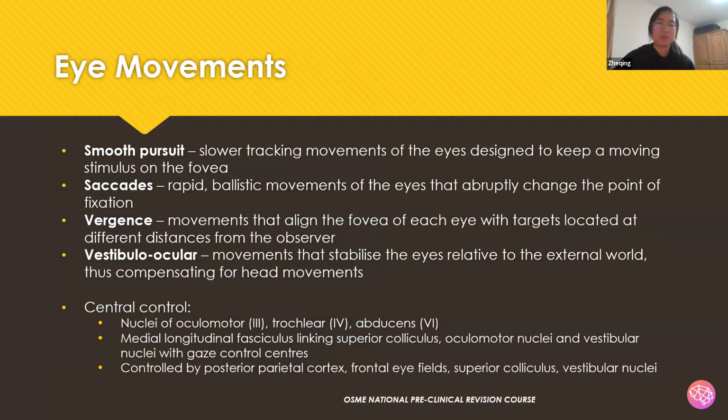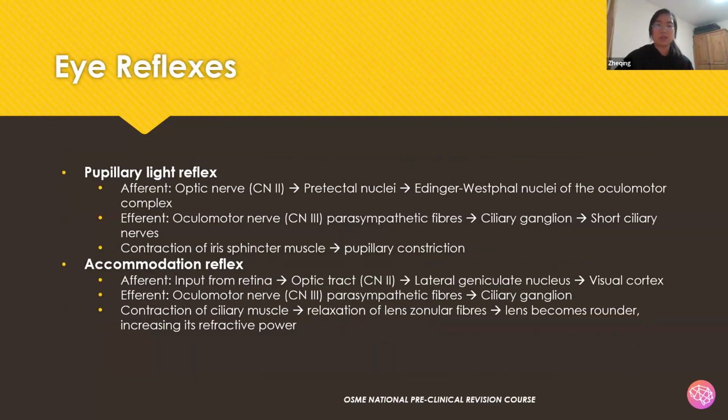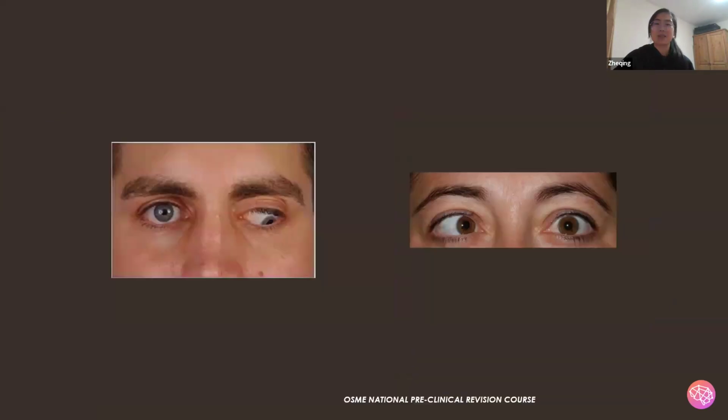There are 4 types of eye movements in your syllabus, which I've listed here with their definitions. I think smooth pursuit is good to know because it's basically where you keep a moving object in focus by having slower tracking movements of the eyes. Everything else you can look at on your own. Honestly, I don't think I revised eye movements as much. I think the more important ones are the eye muscles and what can be caused by lesions of the nerves. I'll skip this slide and I'll come back to that time.